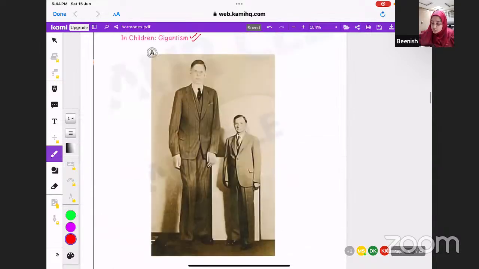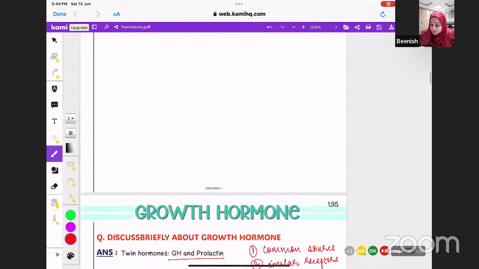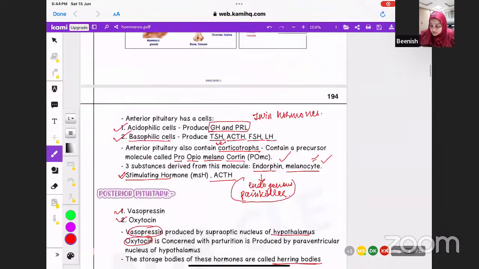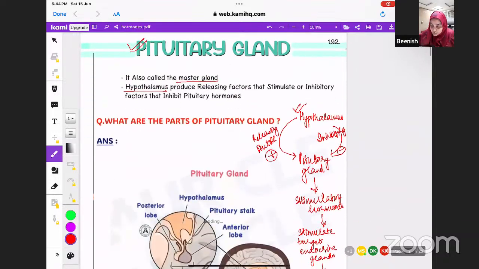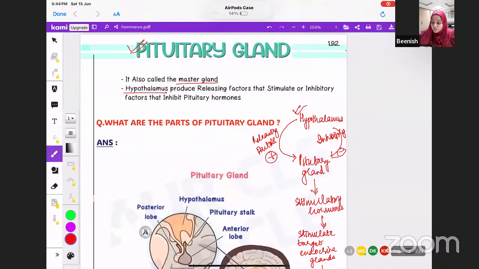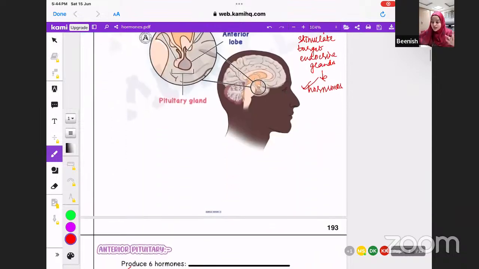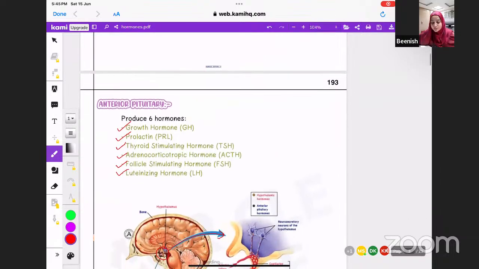So with this, we come to the end of pituitary. I'll recapitulate. So we started with the pituitary gland. We said that it is the master gland of the body, and its secretions are in turn controlled by the hypothalamus. The hypothalamus is secreting releasing factors which stimulate the pituitary, and inhibitory factors which inhibit the pituitary. Now the pituitary is divided into anterior pituitary and posterior pituitary.